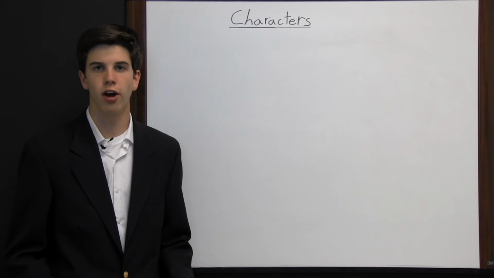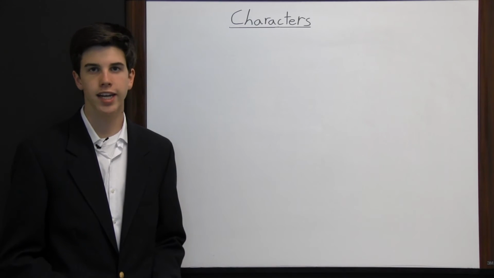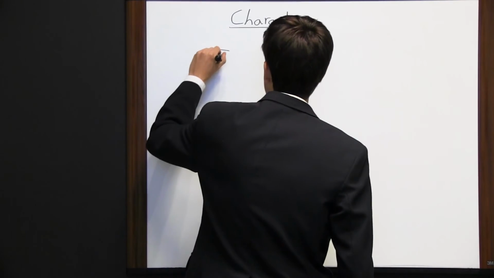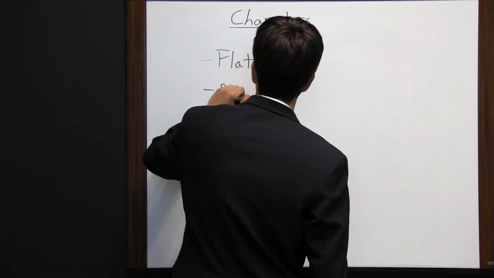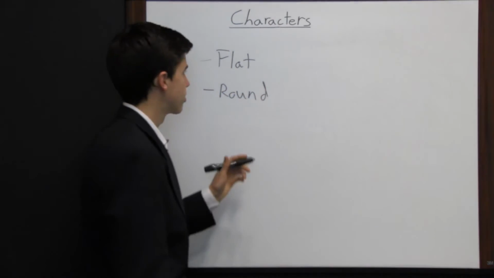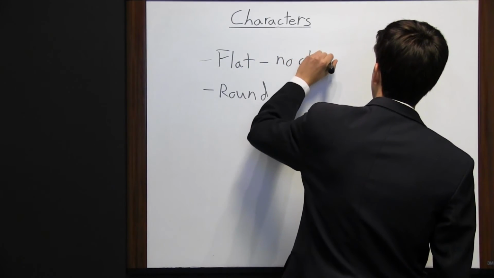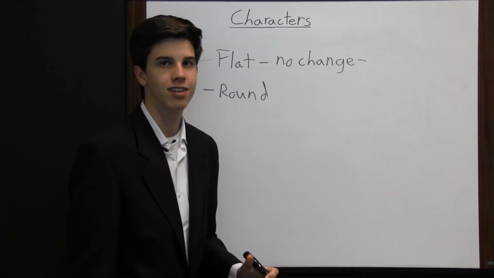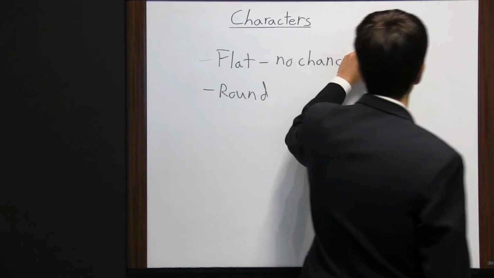Characters are an essential part of every story. Characters can be classified into two main categories, flat and round. The terms flat and round pertain to how much the character changes throughout the story. Flat characters have little change in personality throughout the story, or many times no change in personality. They're very predictable, they're always the same. And because they're predictable, they can be considered not very interesting. So that's why they play small roles in the story.